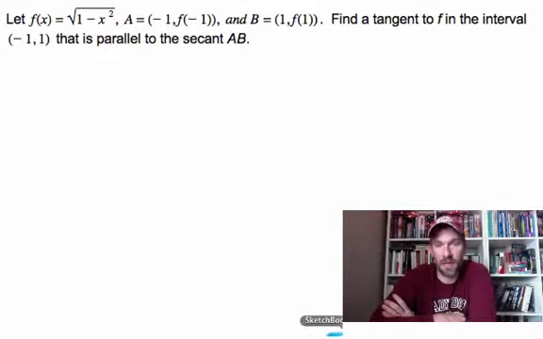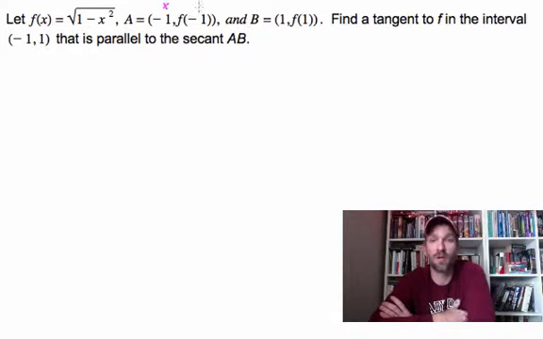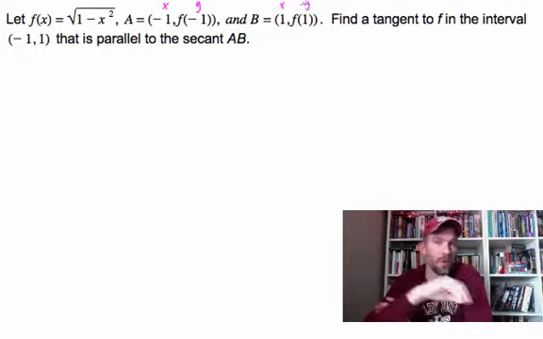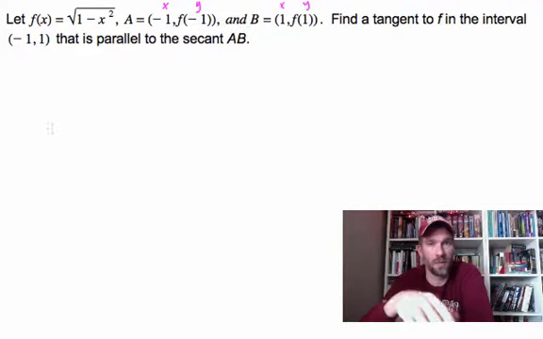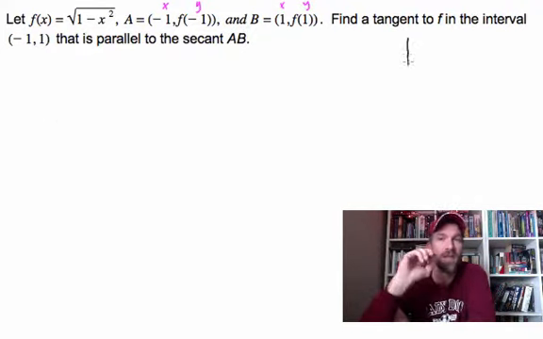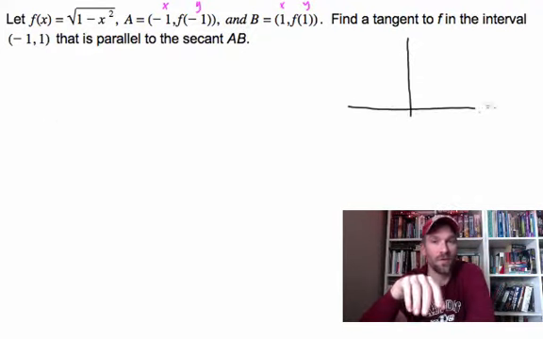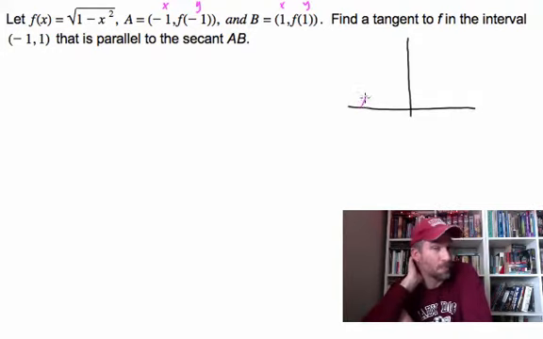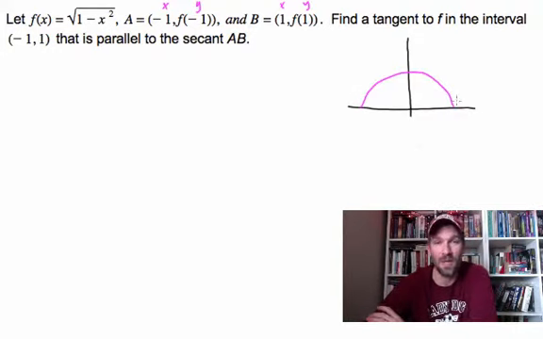Okay, look at this complicated piece of work right here. We're going to let f of x equal the square root of 1 minus x squared, and we're going to look at two different points, A and B. A is at -1, f of -1. B is at 1, f of 1. So remember, those are specific points. A function of 1 is the y value. Find the tangent to f in the interval from -1 to 1 that is parallel to the secant AB.